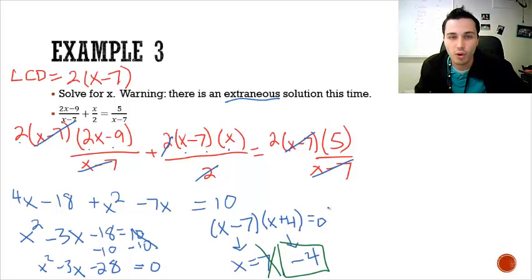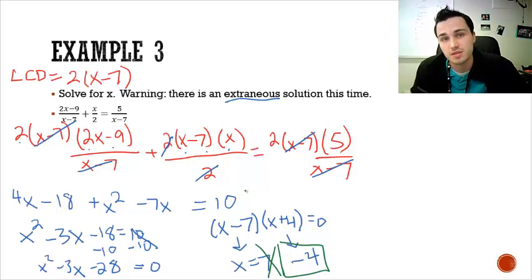So especially when you have a quadratic equation like this one, you do have to be aware that there could be an extraneous solution. Quadratics aren't the only ones that give you extraneous solutions, but it's definitely more often.